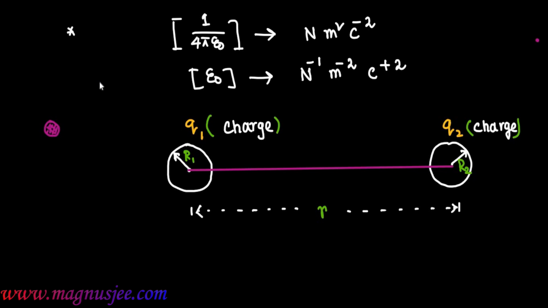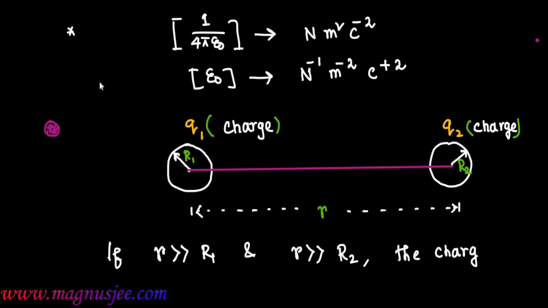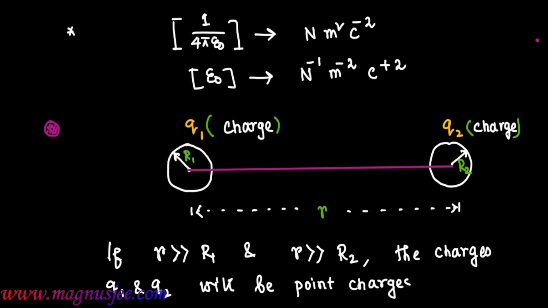Under what condition will two charges be called point charges? If small r is much greater than R1 and small r is much greater than R2, in that case the two charges Q1 and Q2 will be point charges.